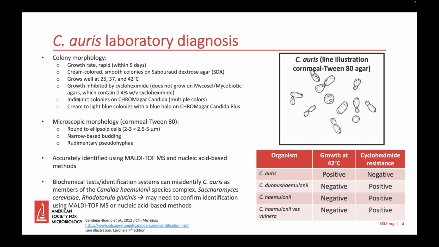Here is just a table where I tabulated some key characteristics that can allow one to differentiate between Candida auris and that closely related Candida haemulonii species complex. So notably, auris will grow at 42 degrees Celsius, is not resistant to cycloheximide, whereas other members of that complex do not grow at 42 degrees Celsius and are cycloheximide resistant.